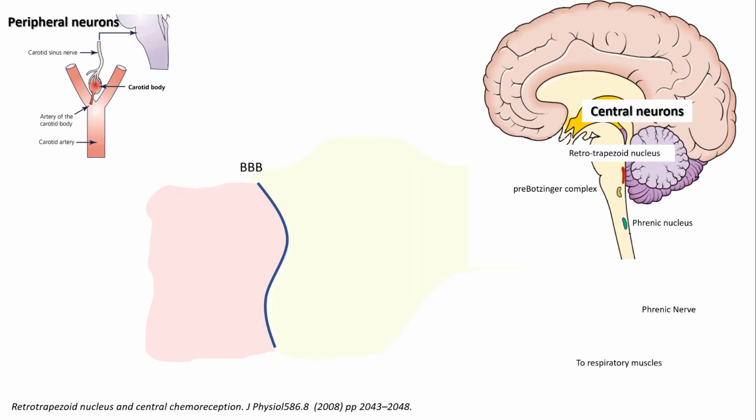We have got central neurons in the brain and peripheral neurons in the carotid body. Carbon dioxide is a neutral molecule, so it's able to cross your blood-brain barrier pretty easily. However, the hydrogen ion and the bicarb ion are charged molecules, so are unable to enter the blood-brain barrier. When carbon dioxide enters your CSF, it dissociates into bicarb and H+ ion, and this hydrogen ion would be the stimulus for your central chemoreceptors.